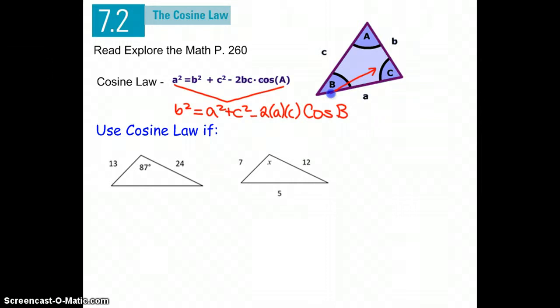Now you use the cosine law if you have an SAS triangle. What this means is that you have a side, an angle, and a side, where the angle is in between the two side lengths. The other option is when you have an SSS triangle, which means you have all three side lengths. You can find an angle then across from any one of the side lengths.